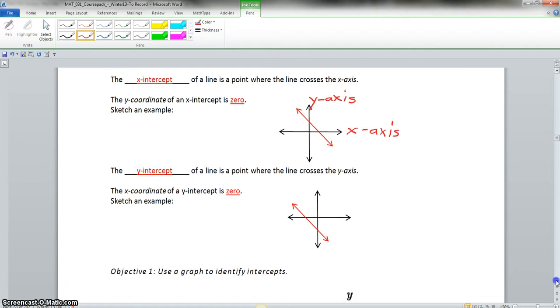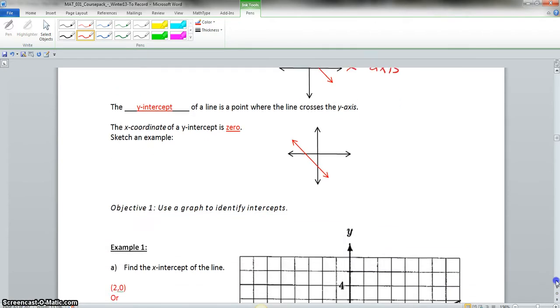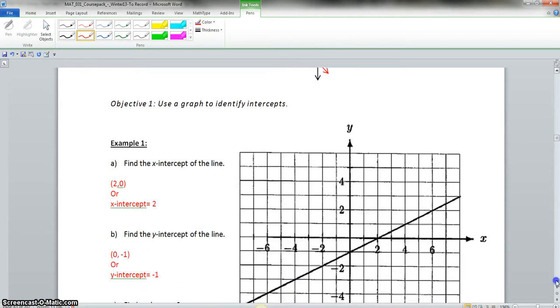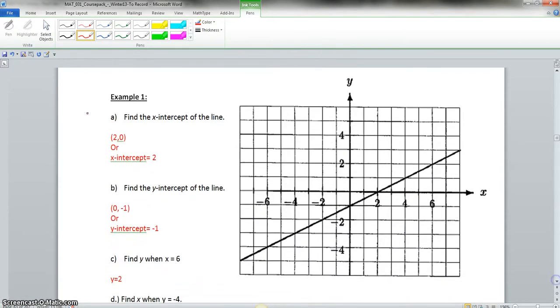Now we scroll down. It says use a graph to identify intercepts. Okay, I took the liberty of already filling in this section here because there was a lot of jumping when I wrote on this section. So let's take a look here. We have example 1. Find the x-intercept of the line. Okay, so we go right here to this line and we see where it hits the x-axis. It hits the x-axis at 2.